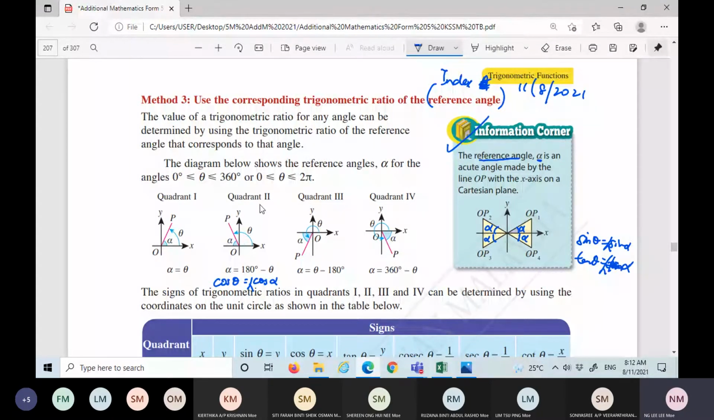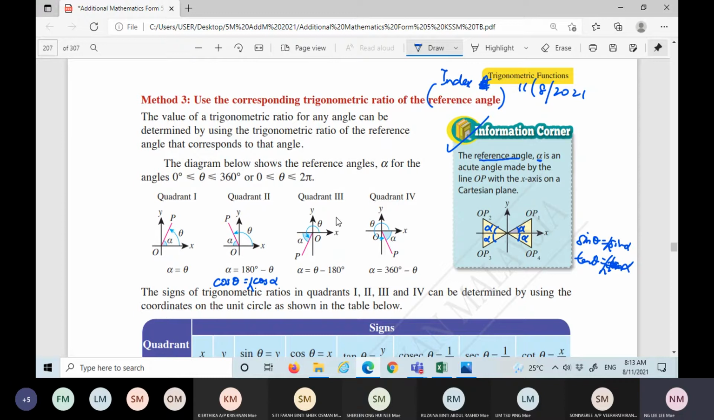If the angle theta falls in the second quadrant, how do you relate it to the reference angle? How do you find the reference angle? You just look at this diagram. If you can remember the butterfly shape, you will know the alpha is here. How to relate alpha and theta? Very simple, alpha is 180 minus theta. You look at this diagram.